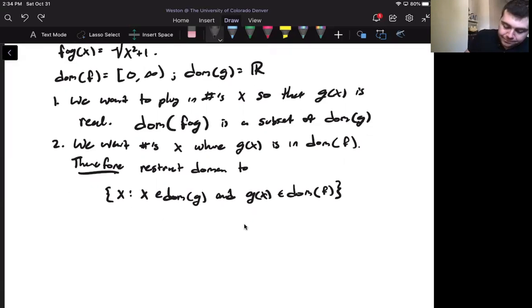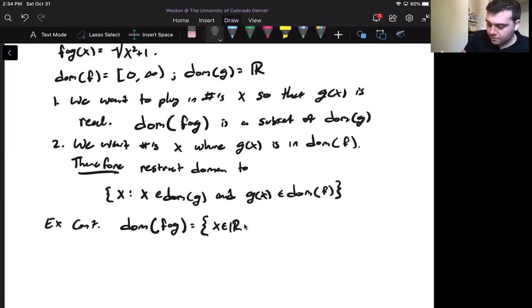So for our example, continued, our domain of f composed g equals all of our real numbers where x is in the domain of g, which is all real numbers, and g of x is greater than or equal to 0. So that's what it means for g of x to be in the domain of f. The domain of f is all the numbers that are greater than or equal to 0. So we're just looking for where g of x is greater than or equal to 0.